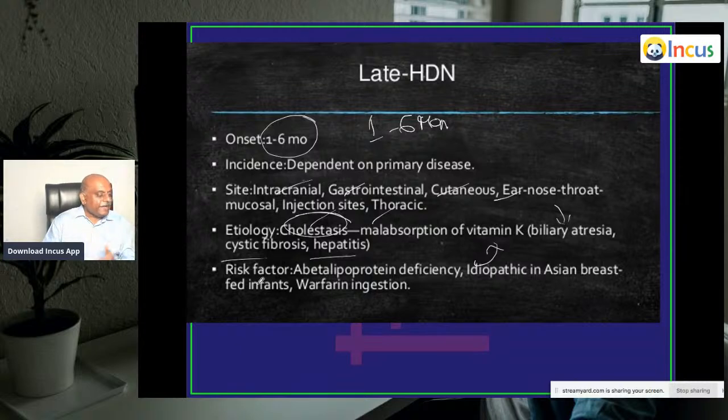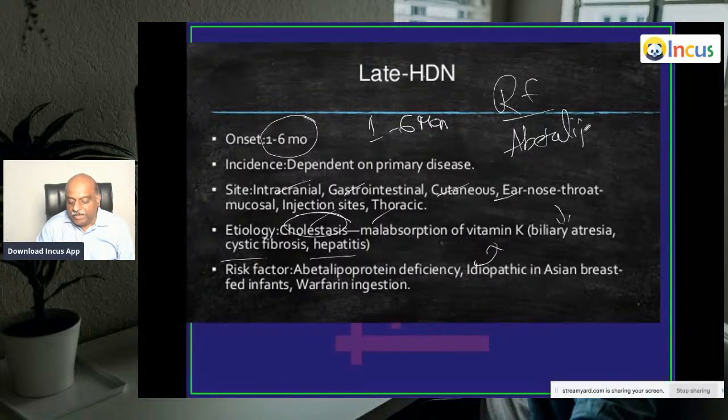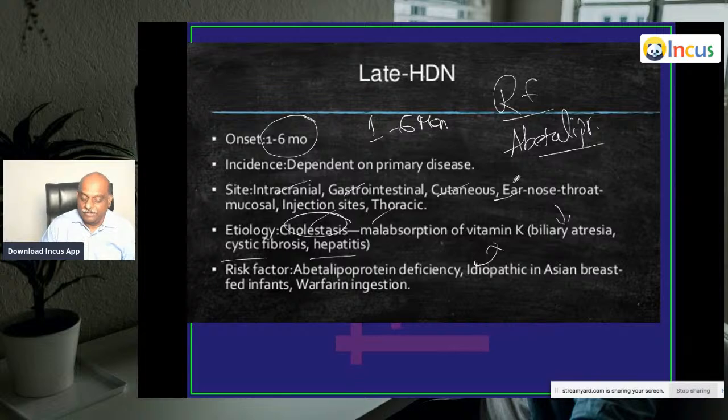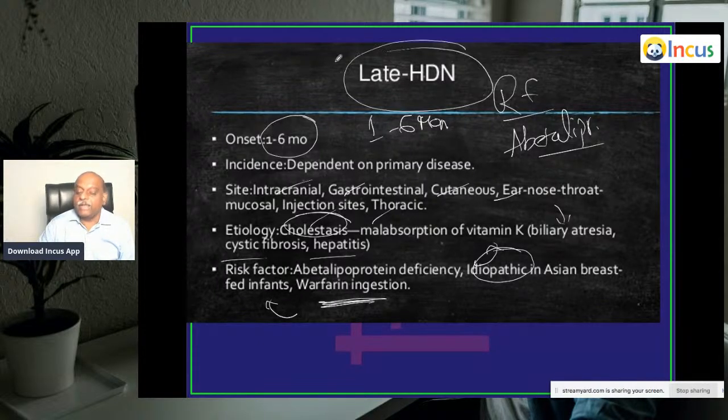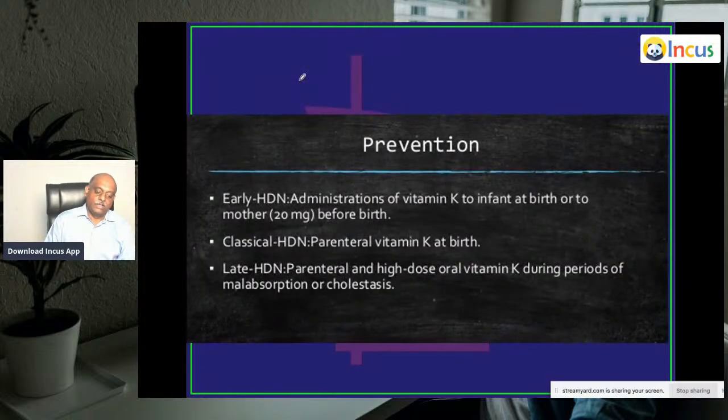So what are the risk factors for the late HDN? Please don't forget, doctor, risk factors. Abetalipoproteinemia, Asian breastfed infants, idiopathic. Similarly, any warfarin ingestion, they all can lead to late HDN. That's what you need to remember.